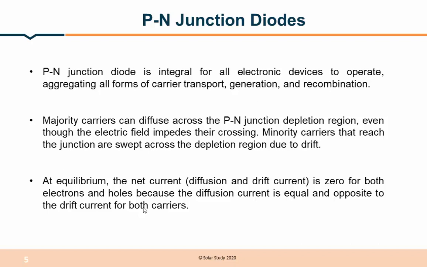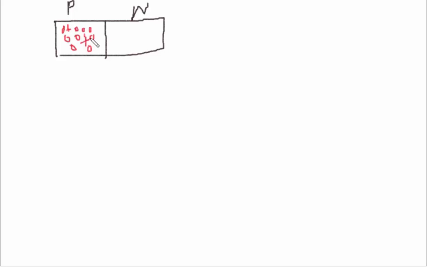When there is no incident electricity or photon, it will be in the equilibrium state. Now we will see how conduction of the PN junction will happen. This is the P side, this is the N side. Here it contains the holes, so positively charged. This is the negatively charged electron.